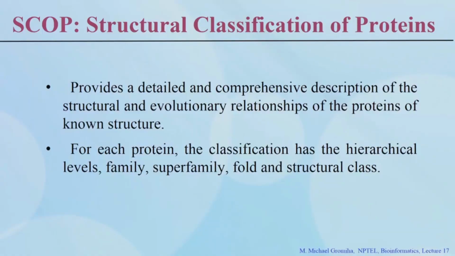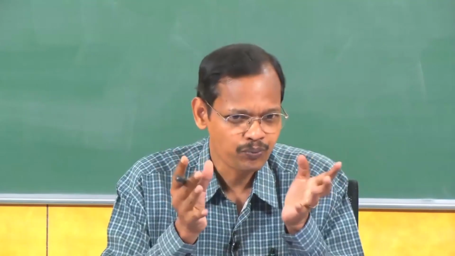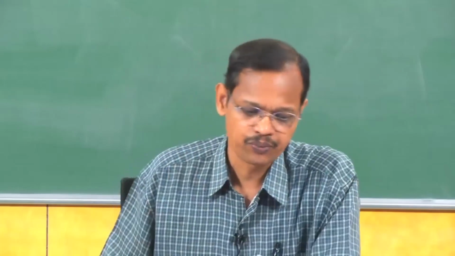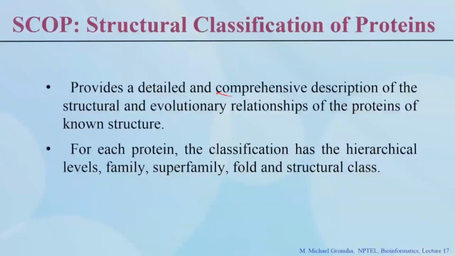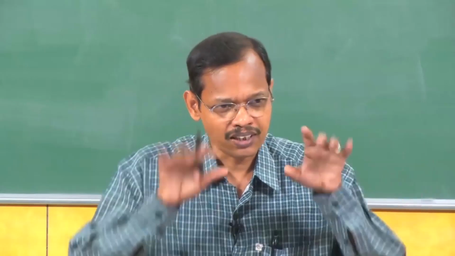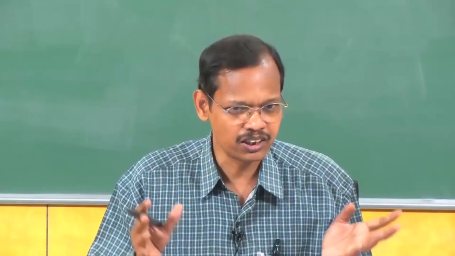SCOP classifies the proteins based on different structural classes, and not only the structural classes, it also has several subclassifications based on how they fold, which family they belong to, and what the superfamilies are. SCOP gives a comprehensive description of the structural and evolutionary relationships of proteins of known structures. They started from the structures available in the Protein Data Bank and classified the proteins based on the information available in the structural data.